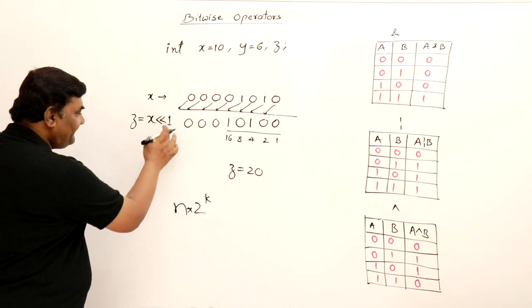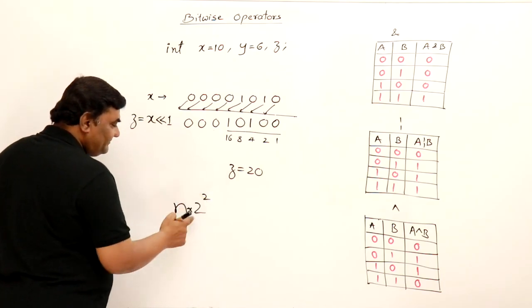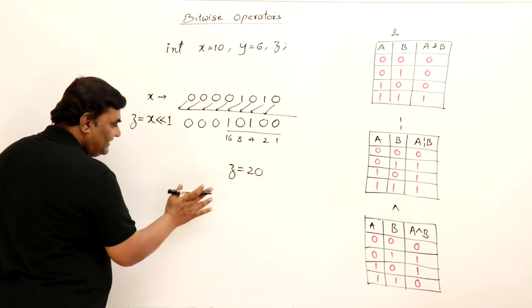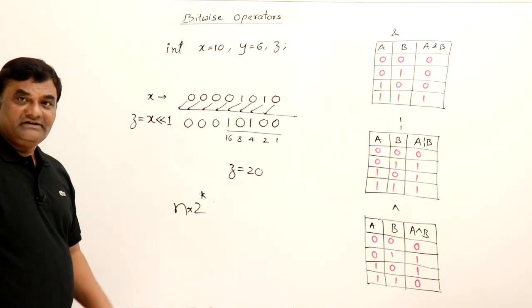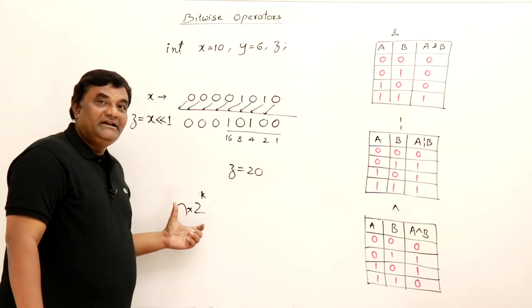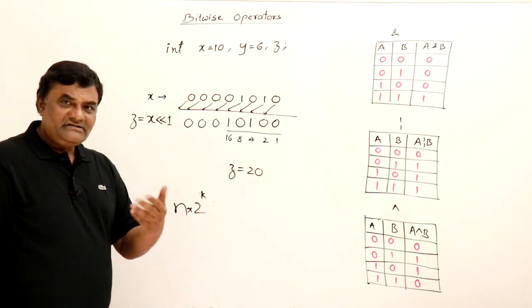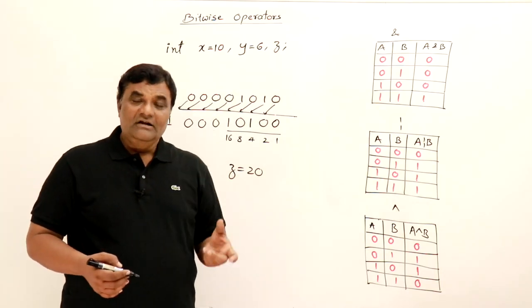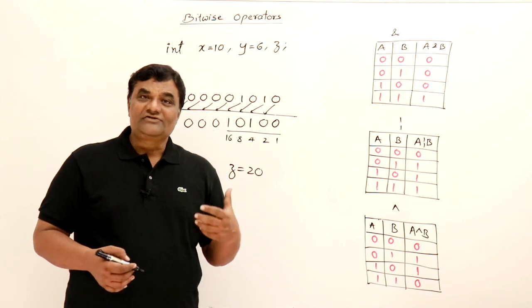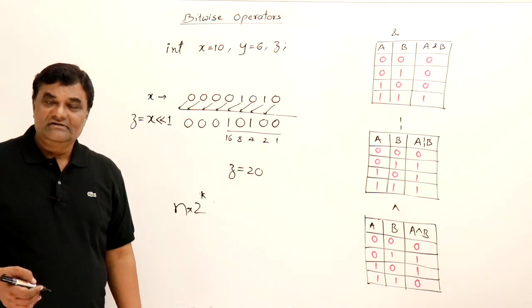So if you say 1, then it is into 2. If you say 2 places, then it will be 2 square, that is 4. If you say 3 places, then it will be 8. So k places means it is n into 2 to the power of k. So the number will be multiplied by 2 power k, as many places as you are moving. So this is a little related to arithmetic. So if you have to double the number or multiply with powers of 2, instead of multiplying it, you just shift it, then you get the results.